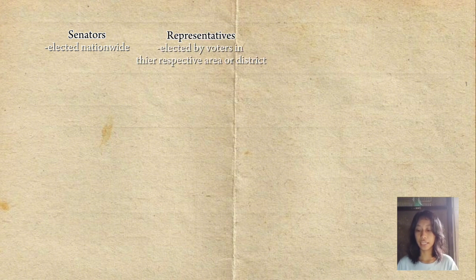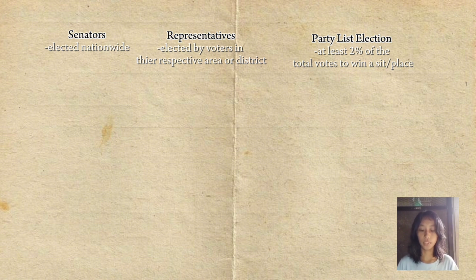Under the Constitution's election process, regular elections for senators and representatives are held on the second Monday of May. In cases of emergencies such as war or disaster, a special election may be conducted instead. Senators are elected nationwide by qualified voters, while representatives are elected either by voters in their respective districts or through the party list system. For party list elections, accredited groups campaign for votes, and they need at least 2% of the total votes to win a seat.